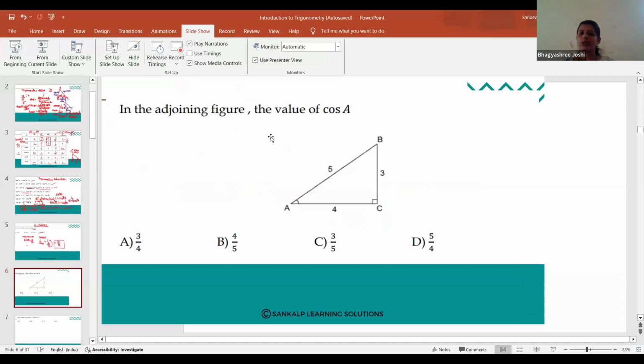In the adjoining figure, the value of cosec A. See, one figure they have given and the values they have given. What did they ask? They asked the value of cosec A. For that, what are we going to do?